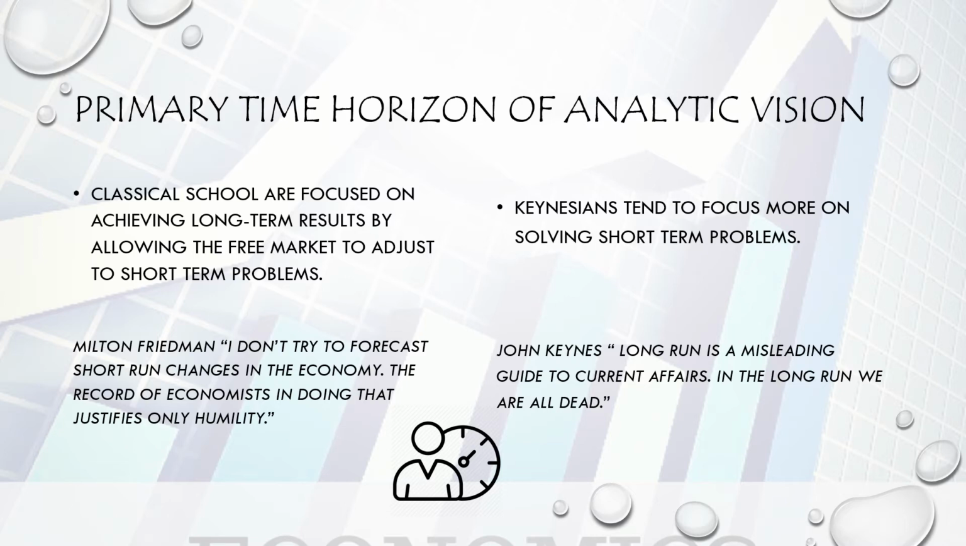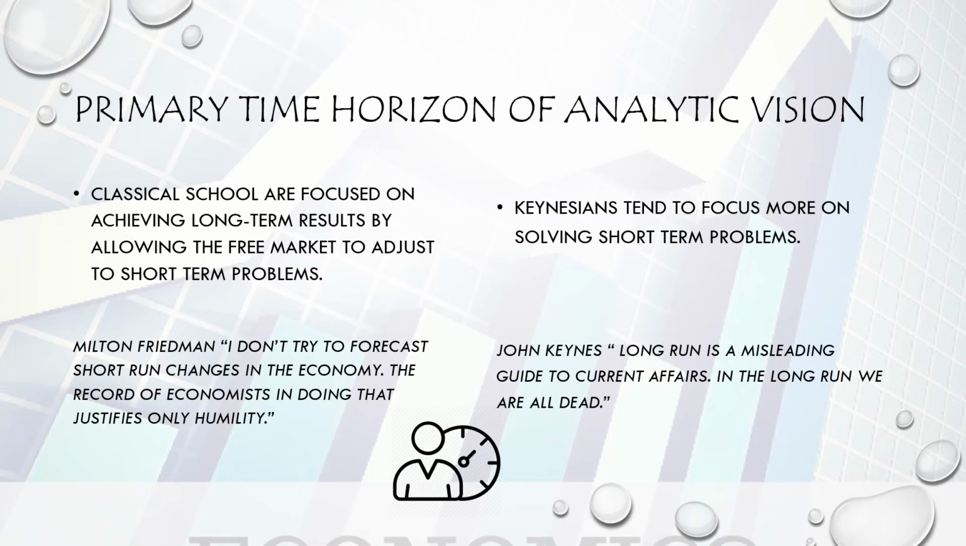Firstly, the classical school. They are focused on achieving long-term results by allowing the free market, which means no government intervention, to adjust to short-term problems. They see short-term issues as bumps on the road that will eventually dissolve on their own. Milton Friedman justified this belief by stating, "I don't try to forecast short-term changes in the economy. The record of economics in doing that justifies only humility."